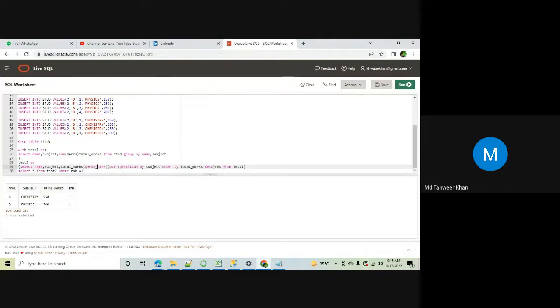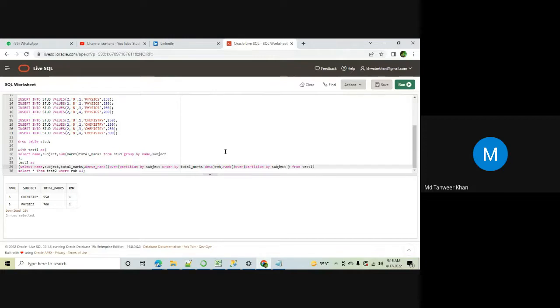Row number will also work here. I'll tell you why. I will tell you one trick here. Whenever you want the highest one, you can use rank, dense rank, row number. They all will give you the same result. Let me show you this. But very good question you have asked. This kind of question makes our class interactive and interesting as well.